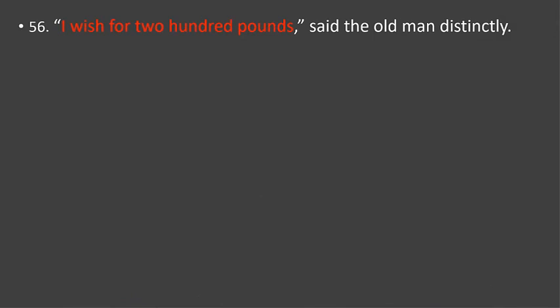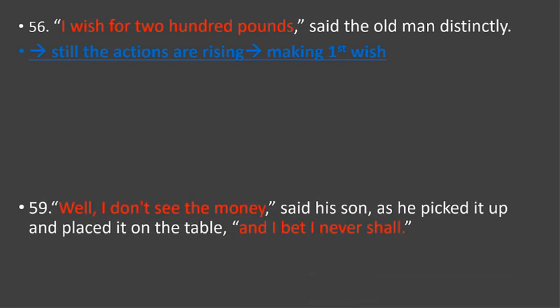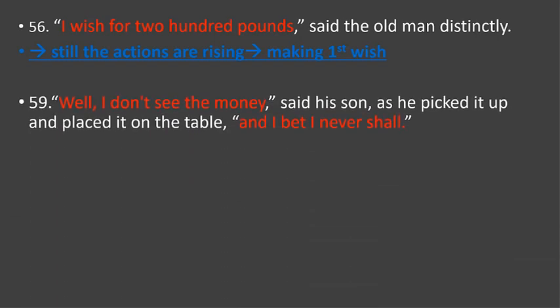Obeying his family's demand, the father makes his first wish. "I wish for 200 pounds." Still, the actions are rising. The father has made his first wish. Herbert comments, "Well, I don't see the money, and I bet I never shall." It seems that he still doesn't believe in the effect of the monkey's paw.